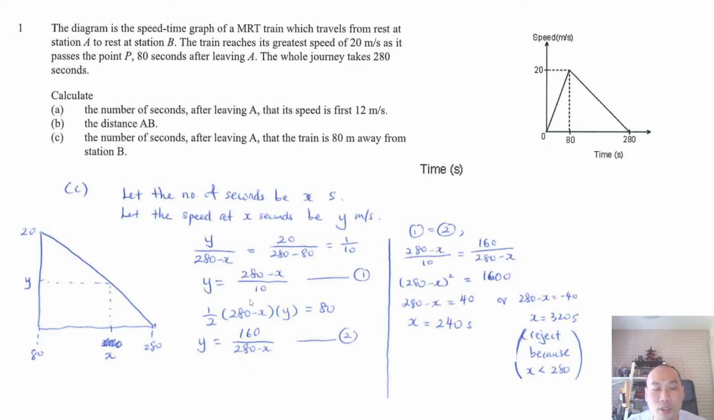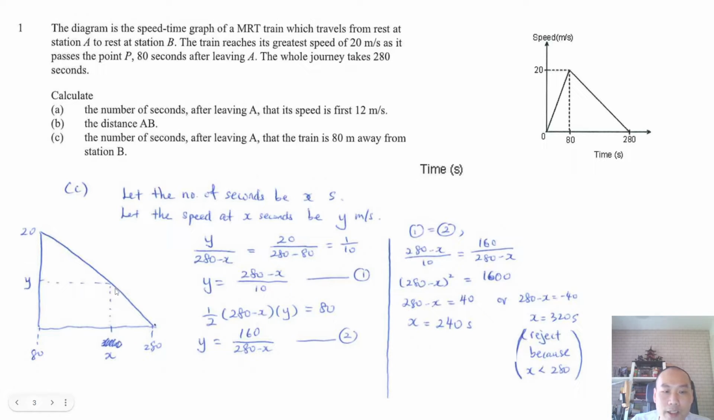We leave it there first because there is another piece of information that we can use, right? The other piece of information is that the distance is 80 meters away from station B. So this tells us that the area of the smallest triangle on the right of the diagram is going to be 80 units, right? So we go half times base times height. So half times base, the base of this small triangle on the right is 280 minus x, right?